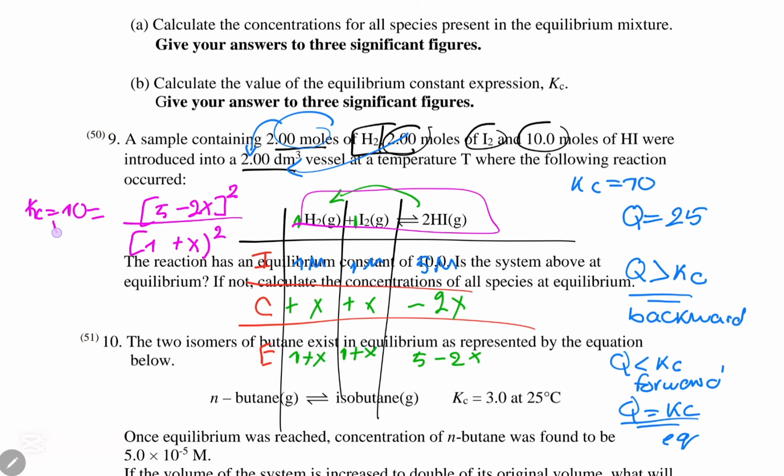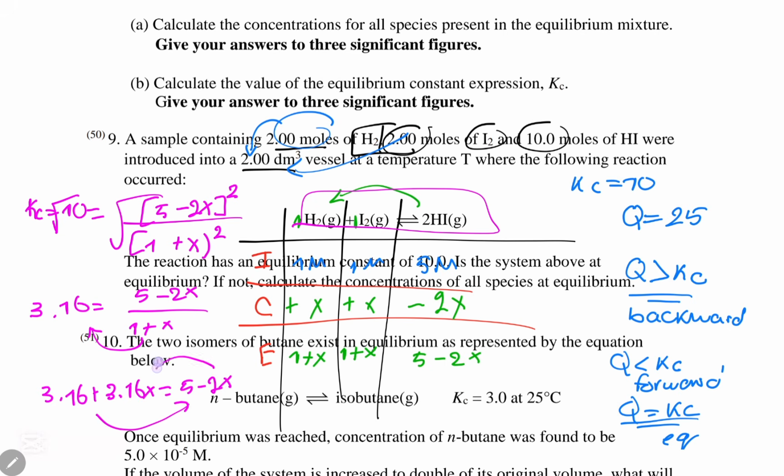So you can do radical here and radical here. I got 3.16 is equal to 5 minus 2x divided by 1 plus x. So then I'll put it here. I will get 3.16 plus 3.16x is equal to 5 minus 2x. So then you switch places here and here. Okay, so what will you get?